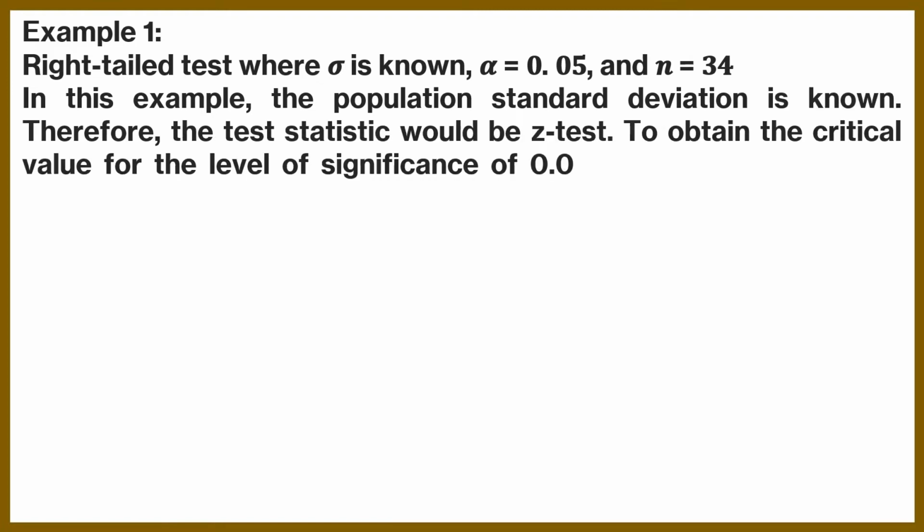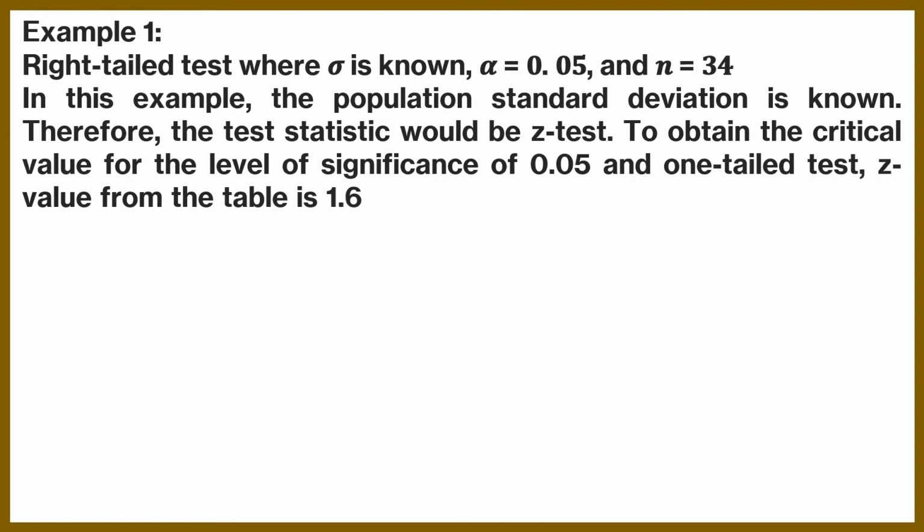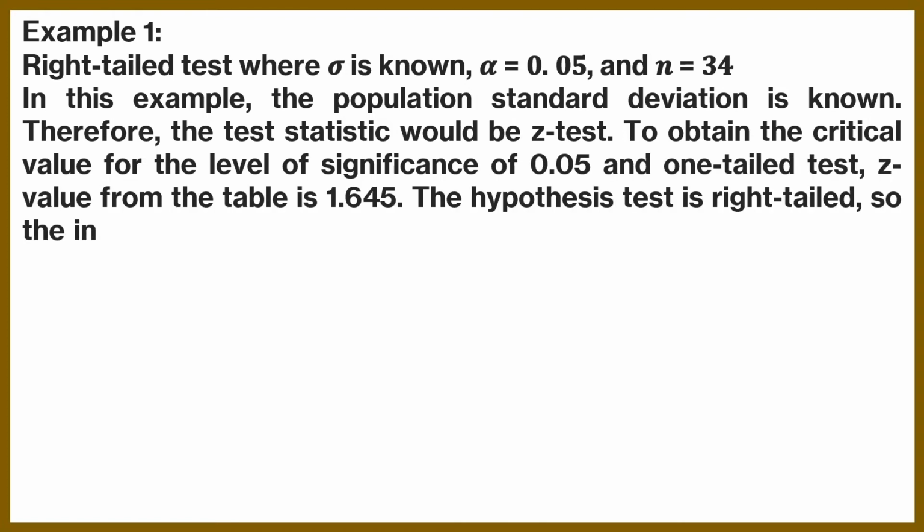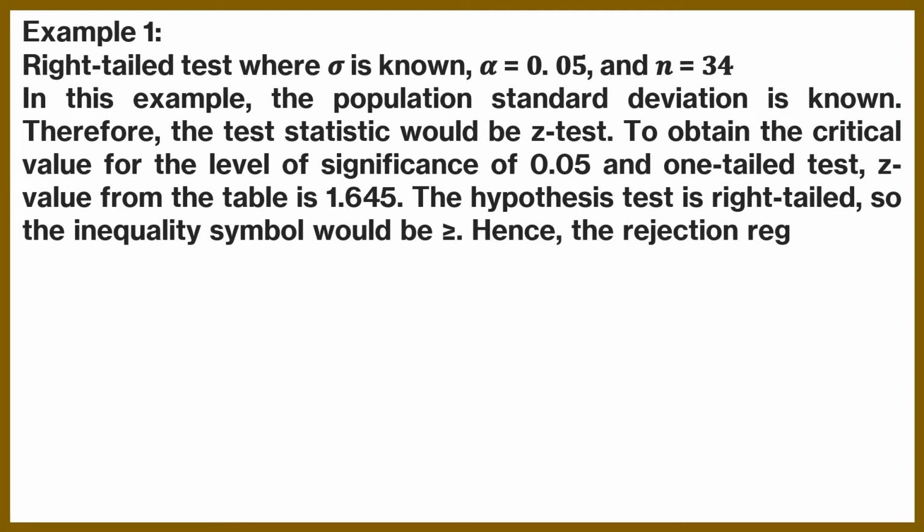To obtain the critical value for the level of significance at 0.05 and one-tailed test, the Z value from the table is 1.645. So the hypothesis test is right-tailed, so the inequality symbol would be greater than or equal. Hence, the rejection region for a one-tailed test is Z greater than or equal to 1.645. So, yun yung nakuha nating value.